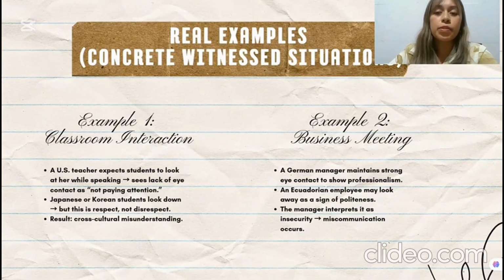The example number two is about a business meeting. Well, a German manager uses strong eye contact to show professionalism. But an Ecuadorian employee may look away to be polite. So it means that the manager interprets this as disrespect or insecurity.